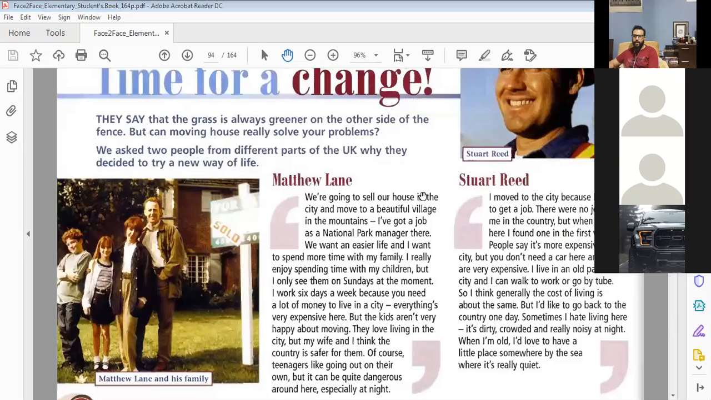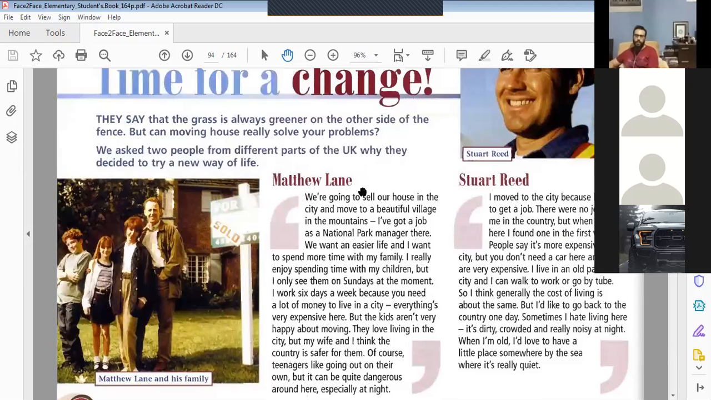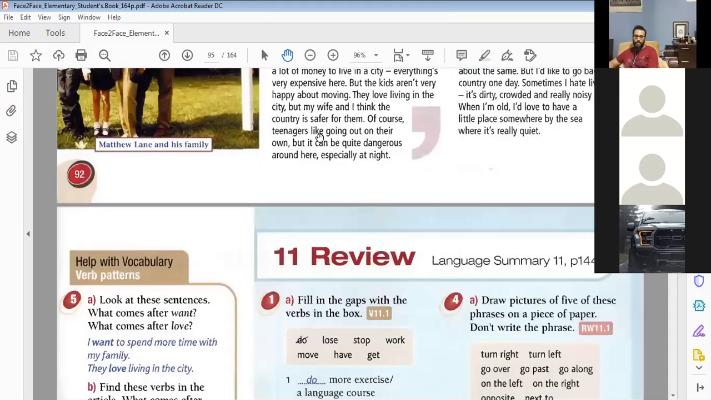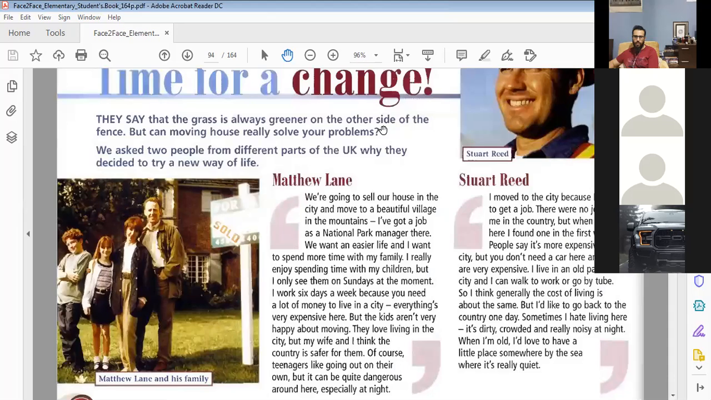Okay, all right, so this is the story of two people who are going to move. Matthew and his family are going to move from the city to the country, but Stuart is the opposite, right? So Stuart is moving from the country to the city, okay? All right, so here we have some questions. Number 5, I think we finished number 4.